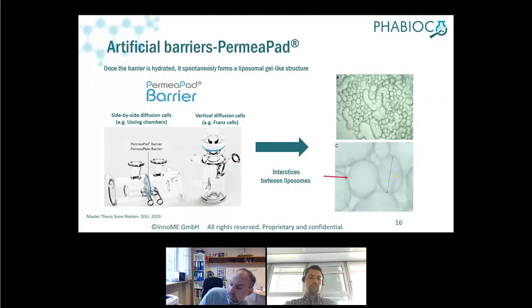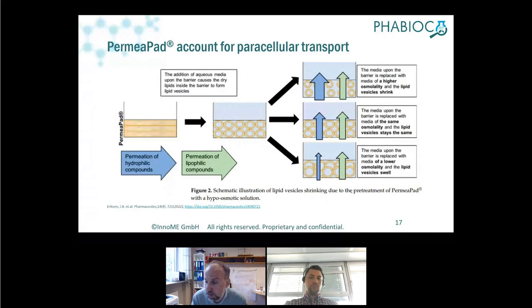So basically, we have a system that resembles what is happening in cells. We have the largest surface area for permeation in the phospholipid bilayer, but we also have interspaces between the liposomes where small hydrophilic molecules can go through. This gives a very good estimation also of the paracellular transport. This has actually been presented and proved lately by a work from Eriksson et al., a very elegant paper where they utilized PermeaPad and measured the permeation of both hydrophilic and lipophilic compounds in different tonicity environments.